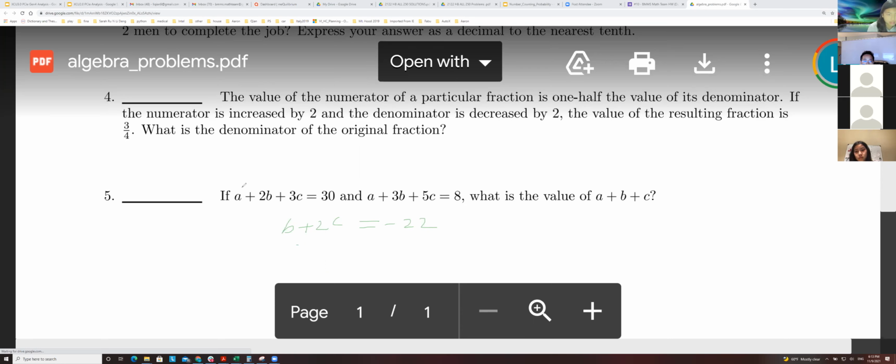Just to repeat, if you subtract this equation from the first equation, you will get a, and 2b minus b is plus b, and 3c minus 2c is plus c. You get exactly what we need, and that is 30 minus negative 22. That's 52, right? So this is slightly faster. I would definitely recommend this one. Thank you, Sarah.